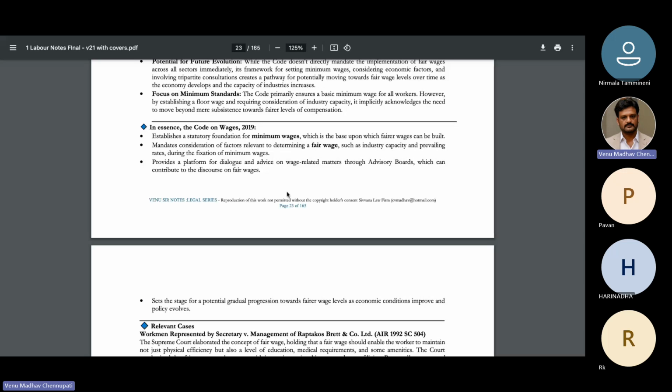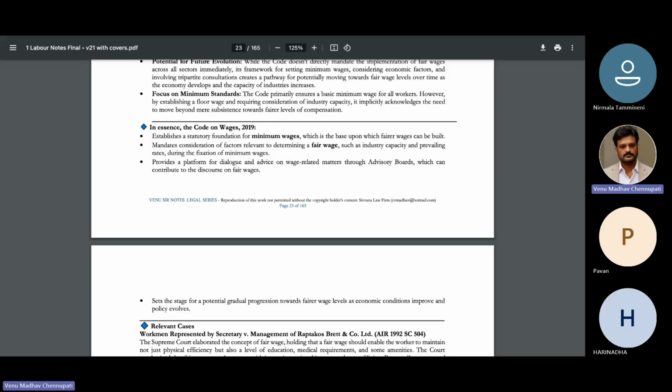fixation of minimum wages. I think the way you have to look at it is, what they're trying to say is, if floor wages are the minimum wages, then the minimum wages which this code is saying is more or less equivalent to the fair wages. So that's where they're, I think, leading into, but the code has not specified anywhere about how to calculate the fair wages.